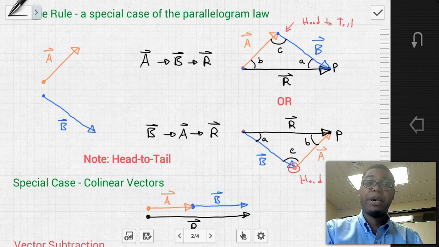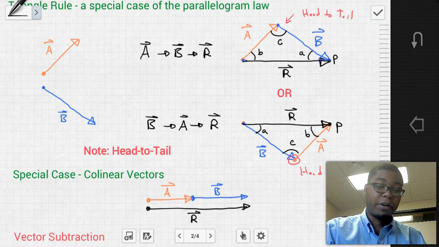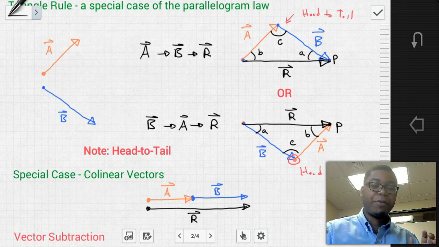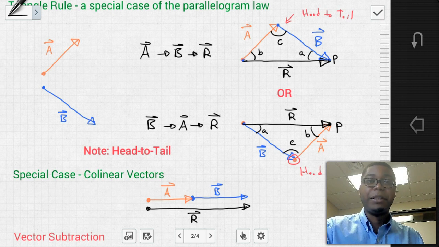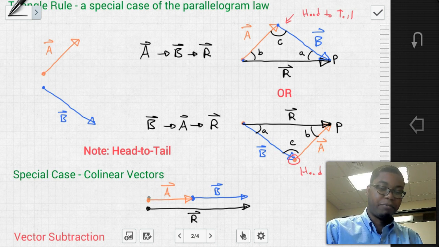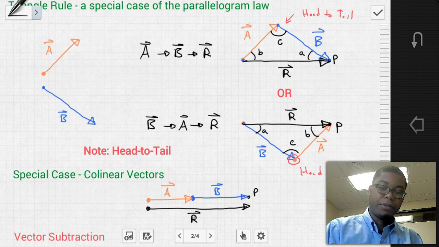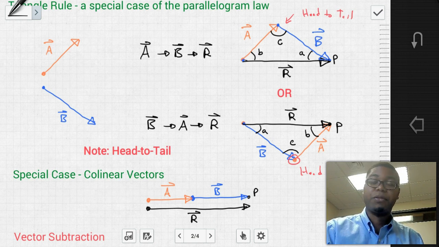A special case is, say we have two vectors that are collinear, meaning they have different magnitudes, but they're in the same direction. Well, in that case, the problem of adding them together greatly simplifies. We can just put vector A head to tail with vector B, and at the end here is point P. So the magnitude of the resultant vector is going to be that length, and the sense is going to be the exact same as A and B. Fairly simple.